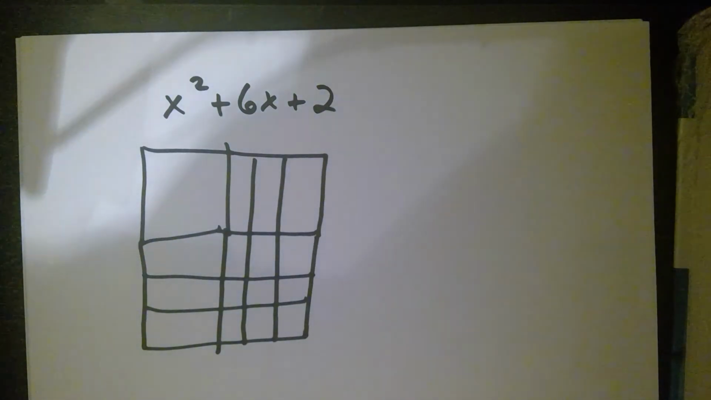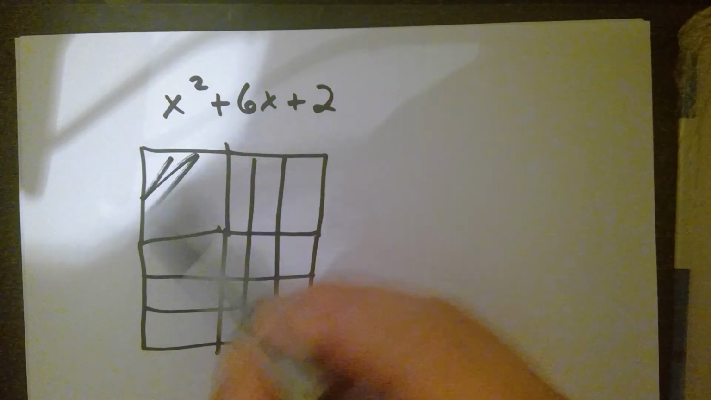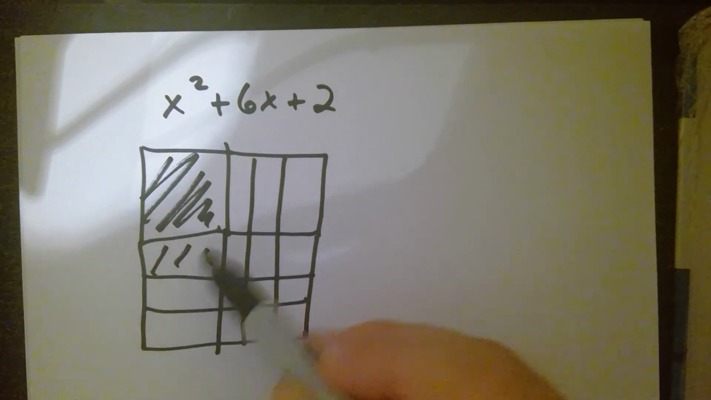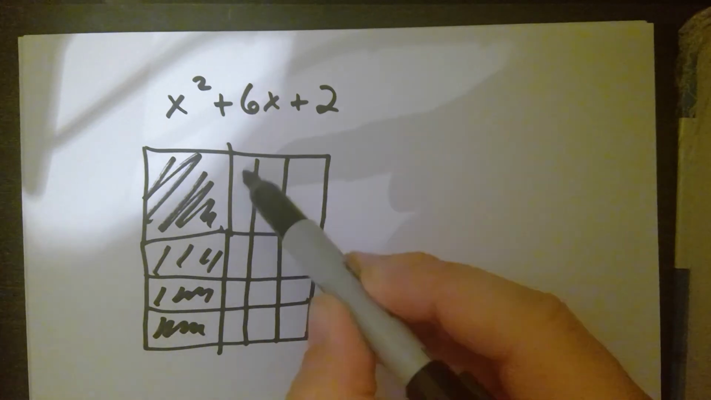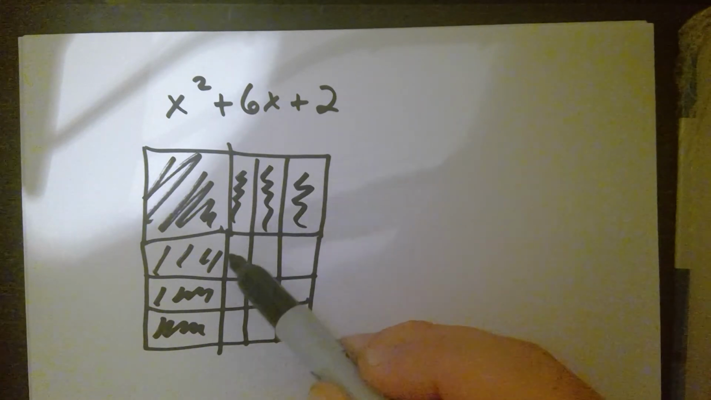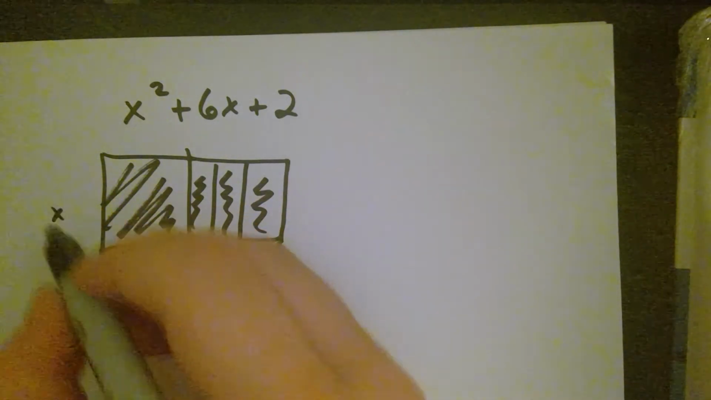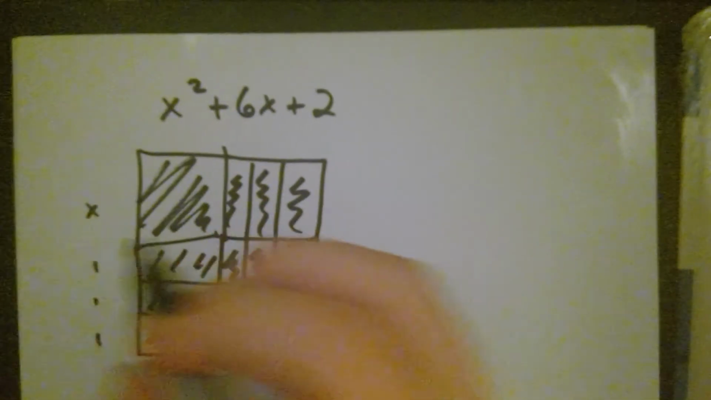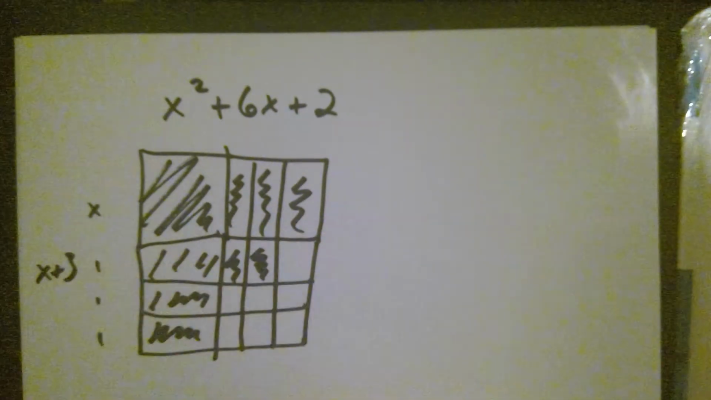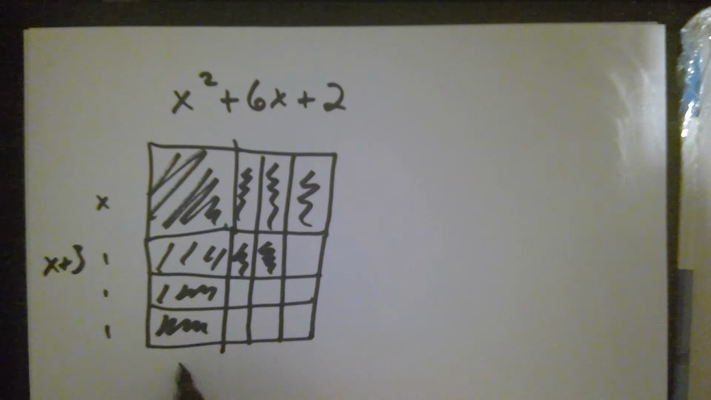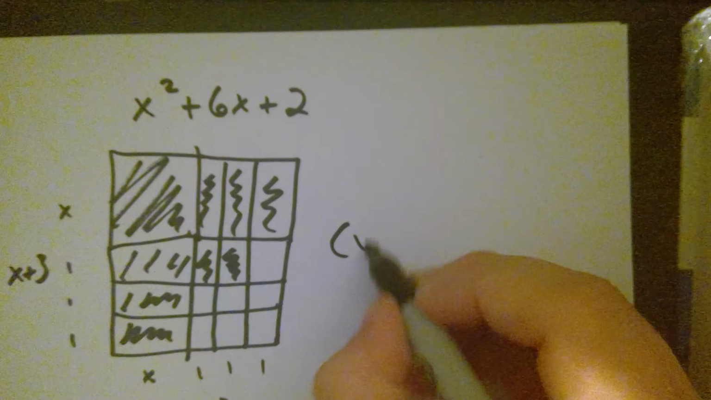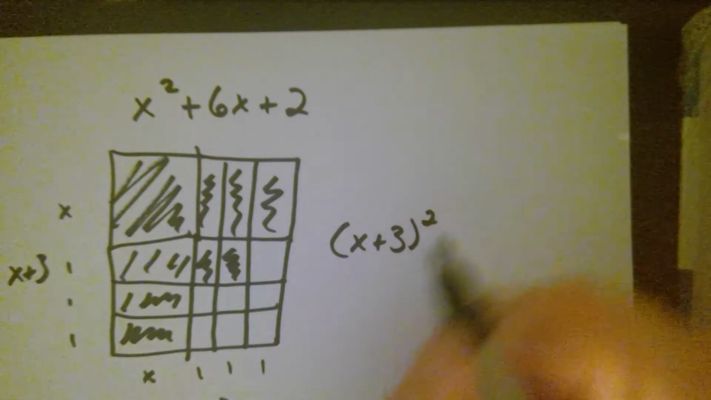Okay, so I'm going to go ahead and shade in everything that we have. We have an x squared here. We have 3 x's on this side, 3 x's on this side, and only 2 little 1 tiles here. Now, I know that this whole square is going to have the side length of x, 1, 1, 1, so that will be x plus 3. This side will be x, 1, 1, 1, x plus 3. So I have x plus 3 squared.